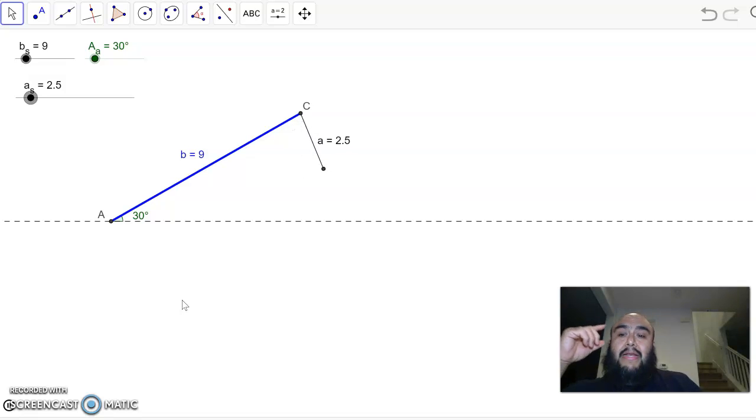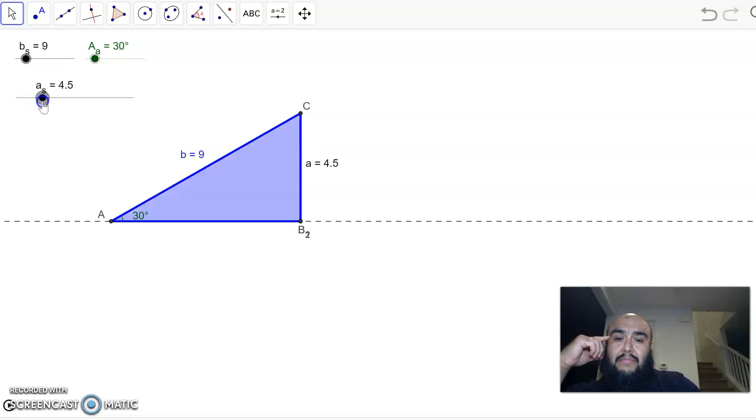Now, let me pause it here. Let's say we extend this side. Now I have A as 4.5, and we have exactly one triangle here. Notice that side C is along that dotted horizontal line. There's no animation, it's kind of static, it just stays there. So that's the case where we have one triangle.